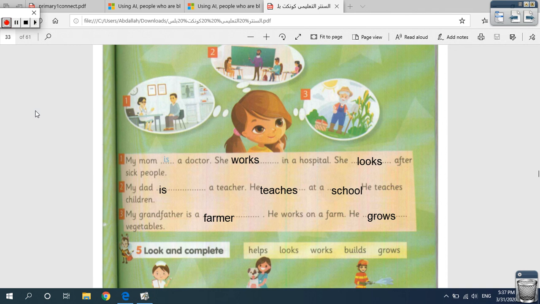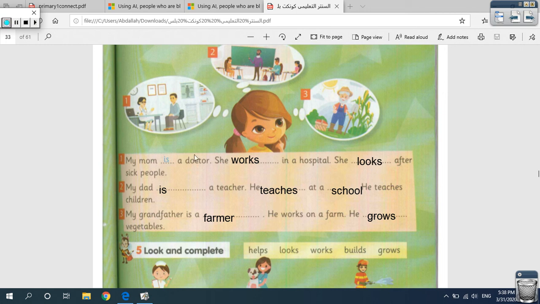Here in exercise number 4, page 23, look, listen, and complete. I think she's a girl who is talking about her family, her mother, her father, and her grandpa or grandfather. Number 1, my mom is a doctor. She works in a hospital. She looks after sick people. Looks after means takes care of or helps sick people.